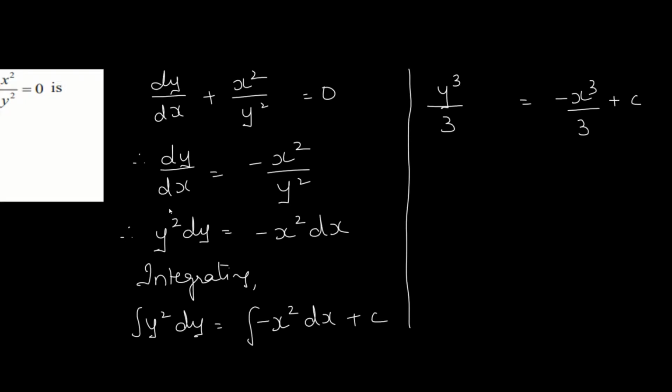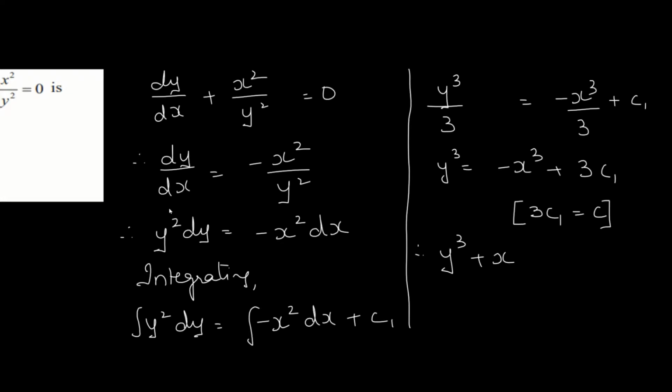Now in this case it will be better if you write c1 initially. So these constants are c1 actually. Now we cross multiply with 3 and eliminate the 3 from the denominator in order to get the answer that they have asked us. So y cube is equal to minus x cube plus 3c1. Now we put 3c1 as c. We write it this way. And therefore, if we take x cube on the LHS, we get y cube plus x cube is equal to c. So this becomes the answer over here.